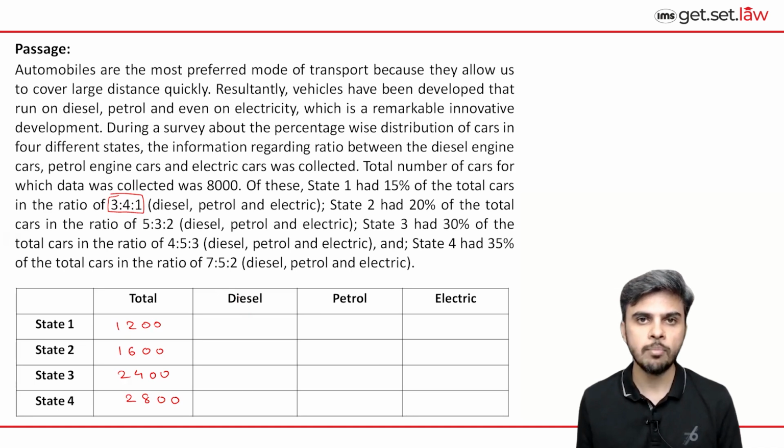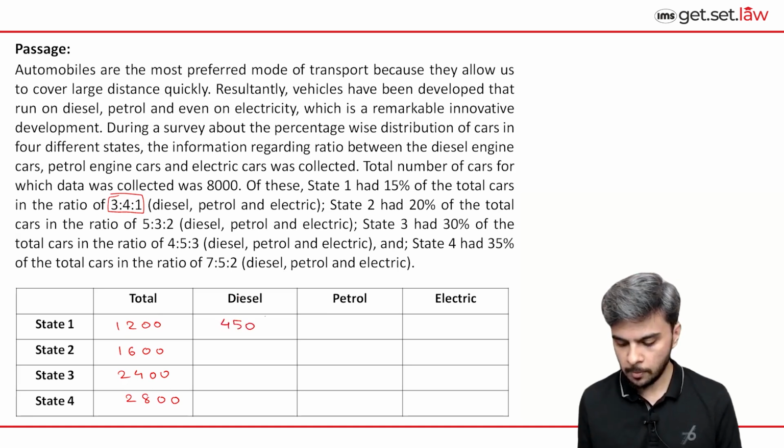So 1200 divided by 8 parts will give us the value of 1 part. 1200 divided by 8 will be equal to 120 by 8 is 15. So 1200 by 8 is 150. So value of 1 part is equal to 150. Value of 3 part will be equal to 150 into 3, that is 450. 150 into 4 is 600 and 150 into 1 is 150.